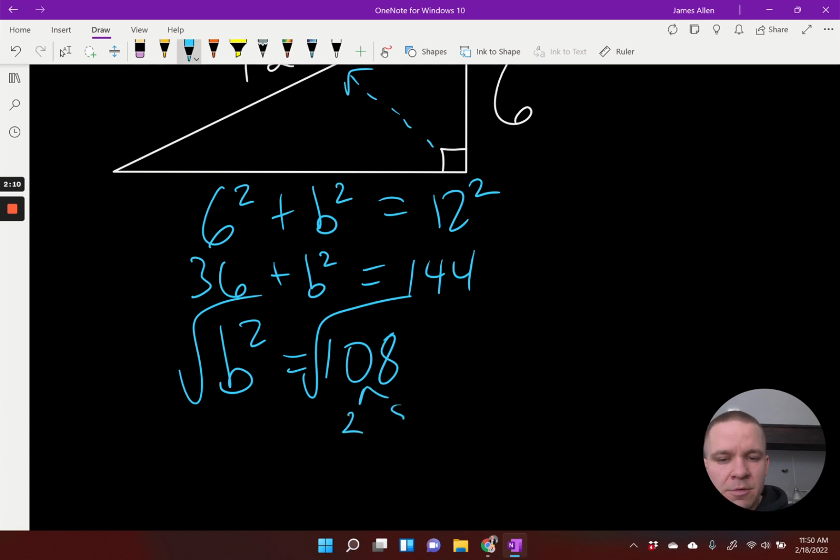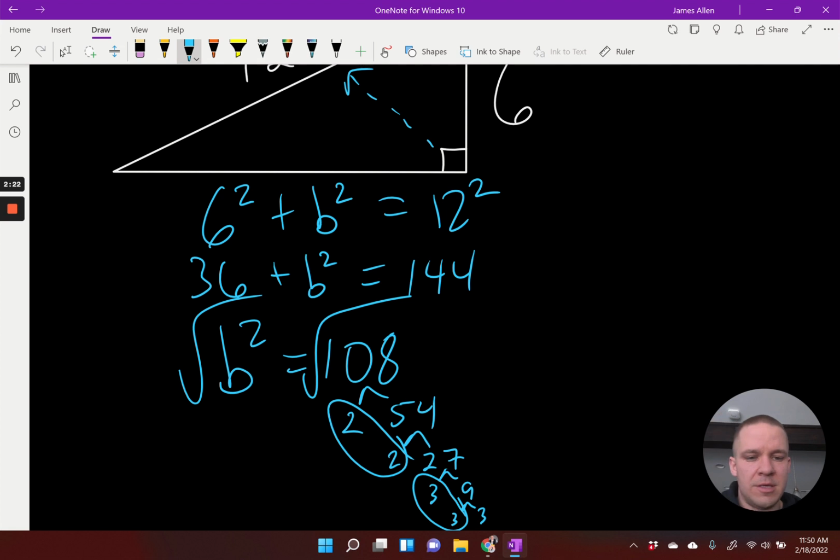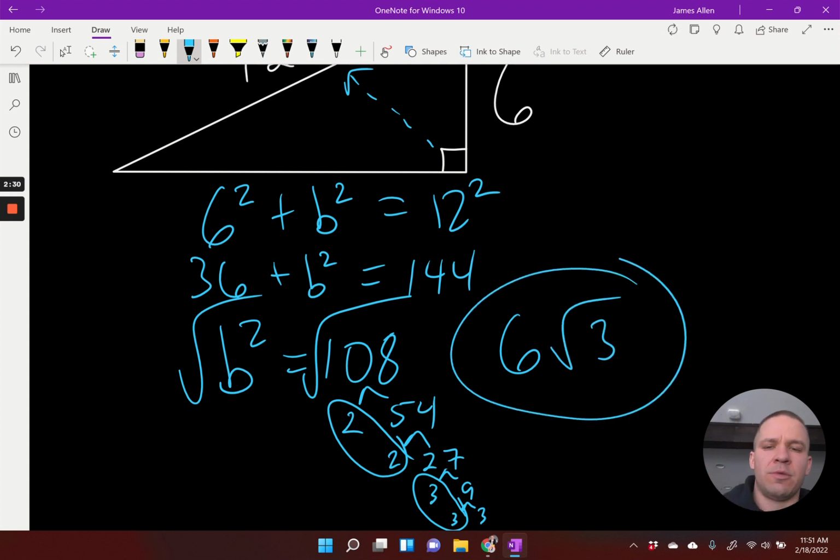I got 2 and 54, 2, and then that's 27. I can't divide 27 by 2, so I got 3 and 9. 3 and 3. All right. Pair of 2s, pair of 3s. Love it. So 2 times 3, that gives me 6 comes out, and then the 3 remains in. There's my answer. 6 root 3.